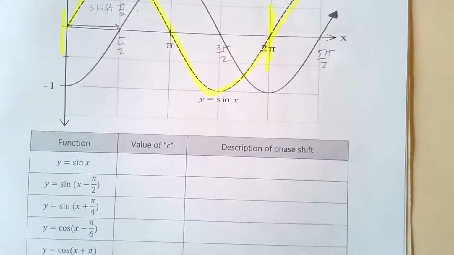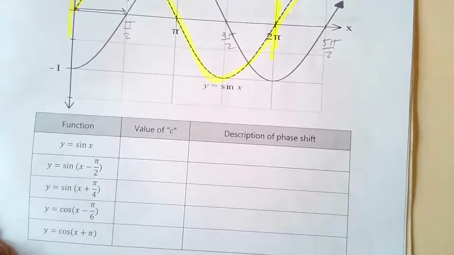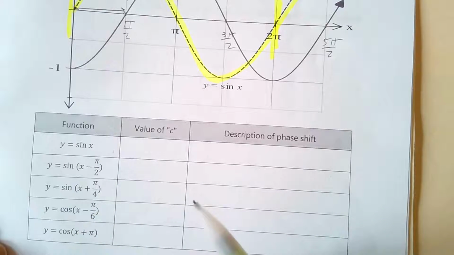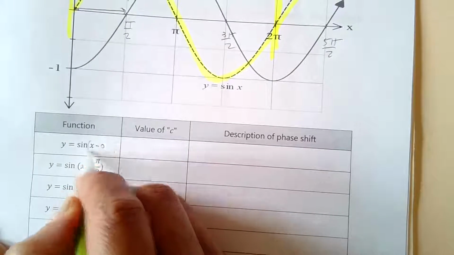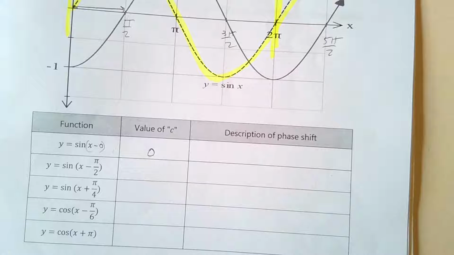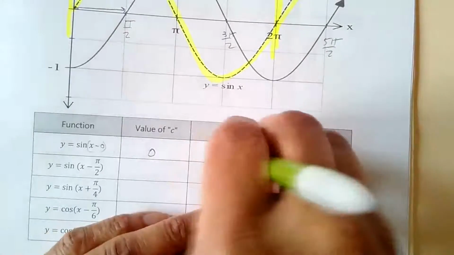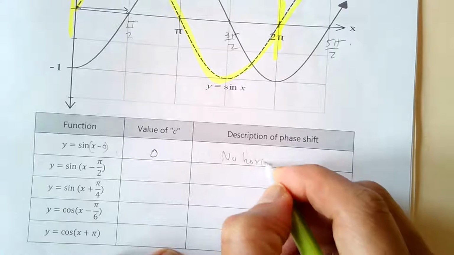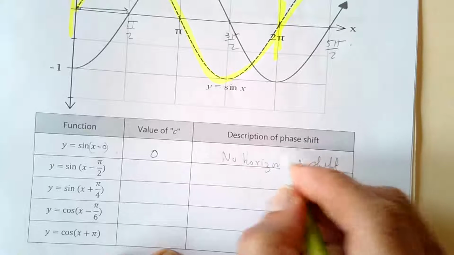So let's look at a few examples here. I'll do it, and then you will try some of these on your own. Here, for the value of C, there's no shift. The value of C will be 0, like minus 0 here. So the description is there's no shift, no horizontal shift, or phase shift, as we call it.